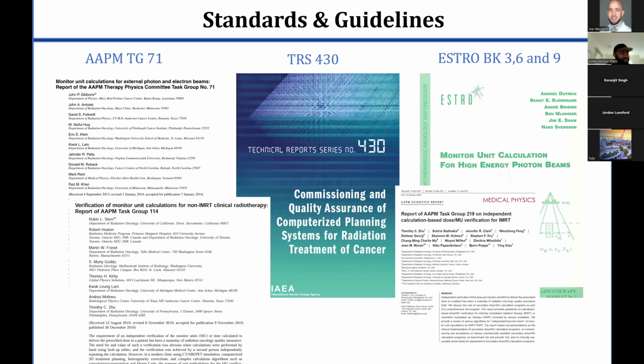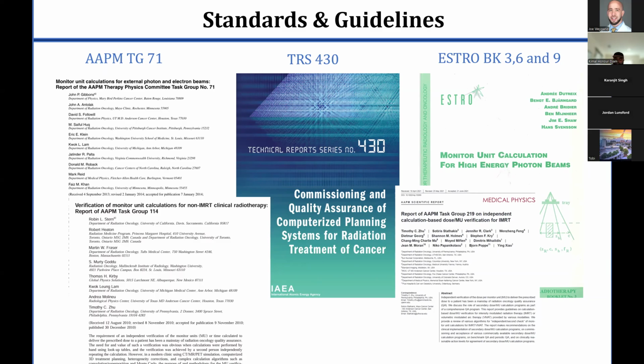Before I kick off my talk, I always want to look at some guidelines and standards that are available to help us as medical physicists and radiation oncologists do this. For this particular presentation, I used a couple. Predominantly, I use TG71 and TRS 430. The ESTRO Booklets 3, 6 and 9 have similar formalism. The only caveat is that their variables are different, but TRS 430 and TG71 are similar in terms of how they define things and the symbolism they use.